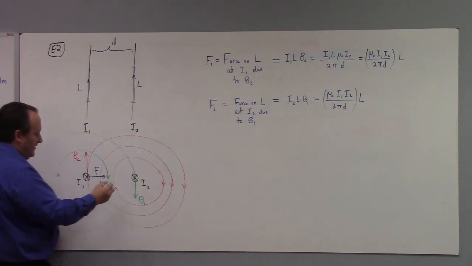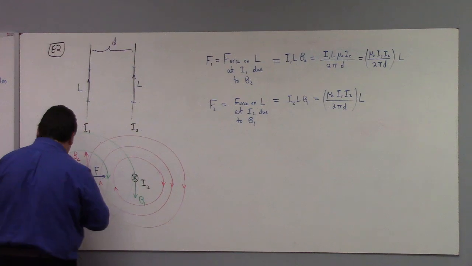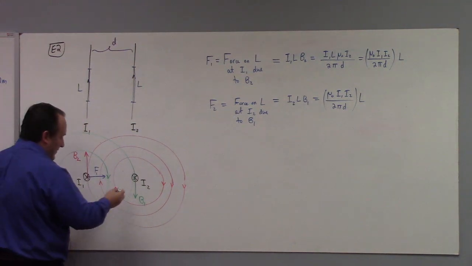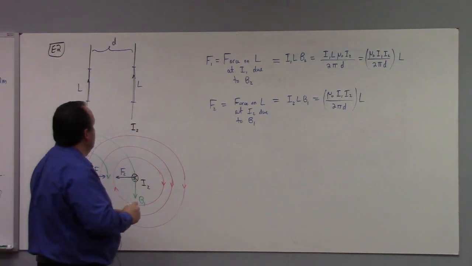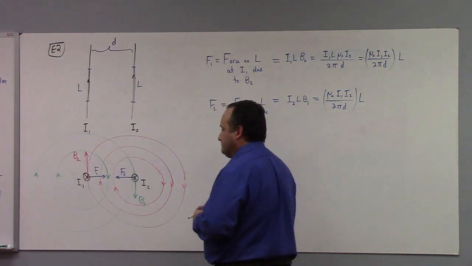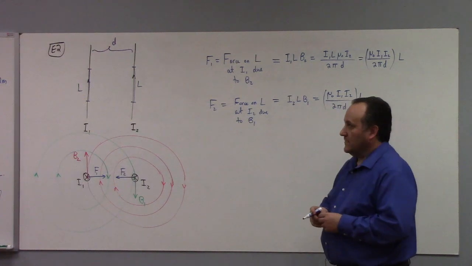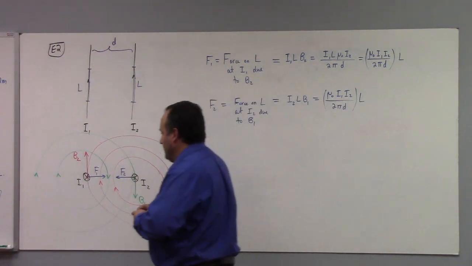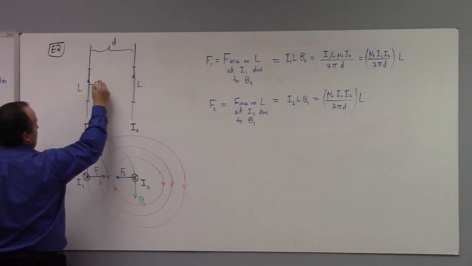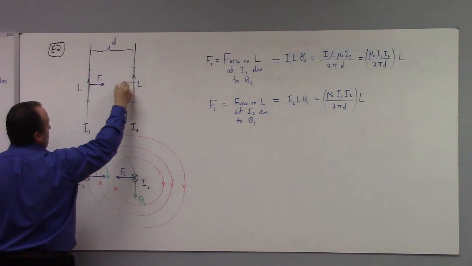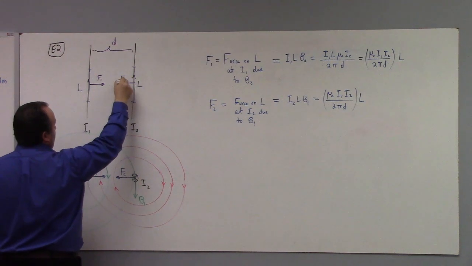Direction. F1 is to the right in my picture, and F2 is to the left in my picture. If I draw it on the above picture, F1 is like this, F2 is like that. They're equal but opposite.